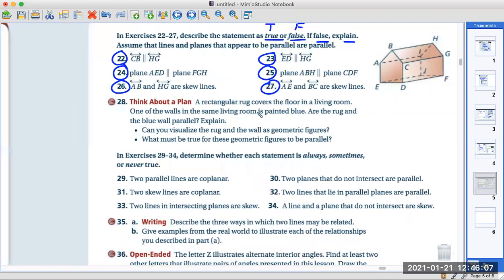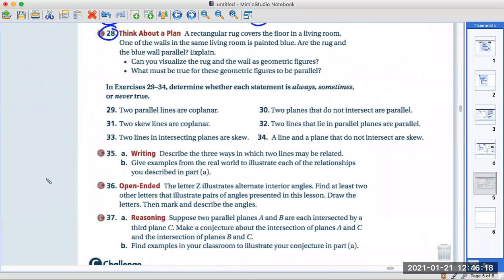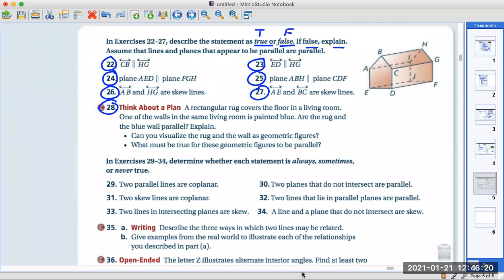You're also doing number 28. This is about a rug on the floor and the wall. Are they parallel or not? That's it. Okay. And please don't be discouraged. They're really short answers. You don't have to do any computation. Really, I haven't used any math, really.